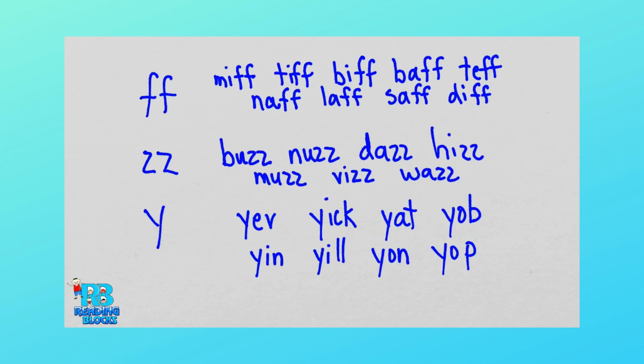Good. Good reading. Now let's do our two double sounds. F, F, F, Z, Z, Z. Just like the single sound. So let's try this. M, if, miff. T, if, tiff. Biff. Taff. Naff. L, aff, laff. S, aff, saff. D, if, diff. Very good. Good reading.